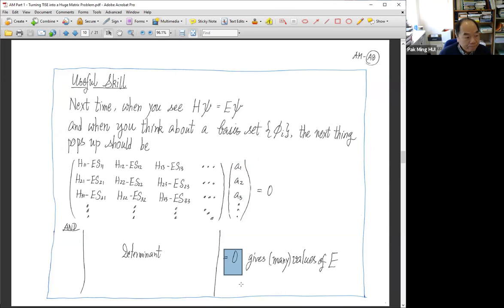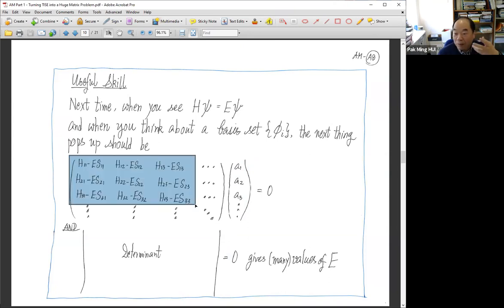Okay? Now, noting that there are E in all the entries, you multiply this thing out. For example, let's say it is 3 by 3, smaller. You multiply it out, it's a cubic equation for E. Okay, do you see this one?